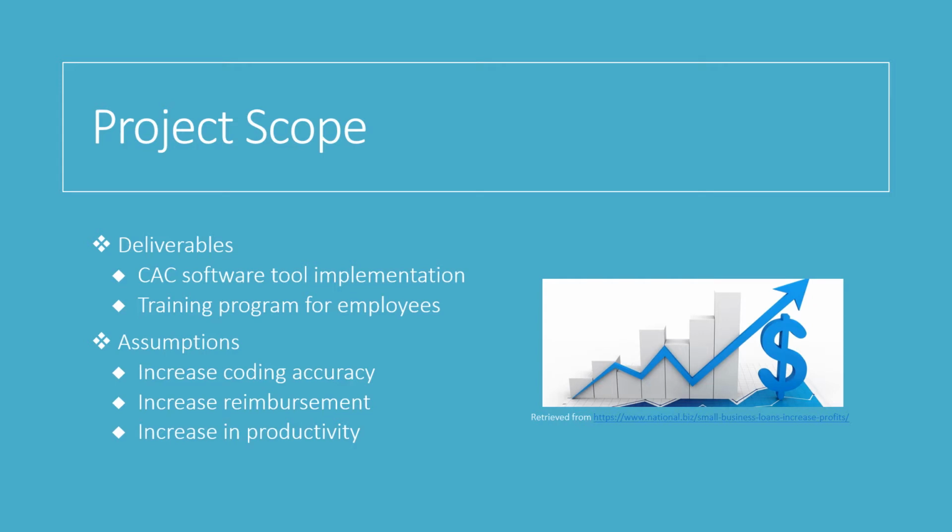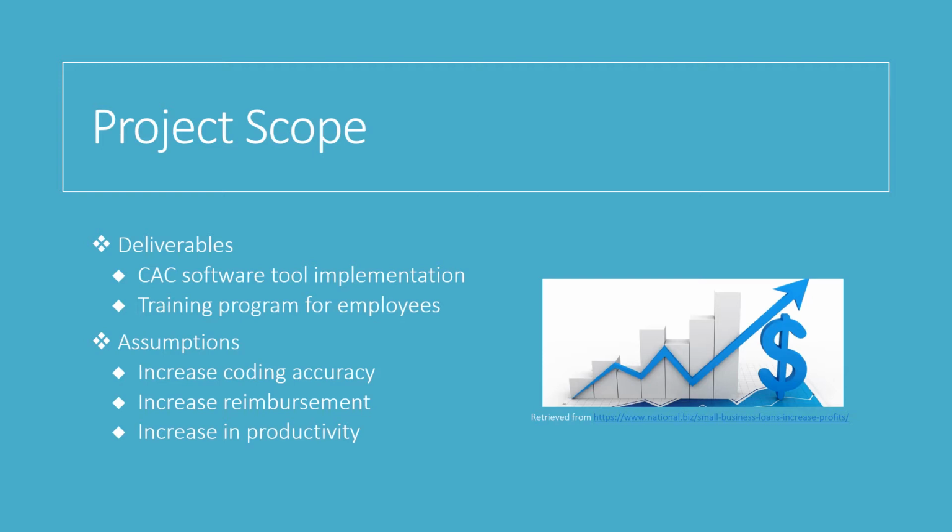In order to plan our project, we developed a project scope to identify key deliverables, assumptions, constraints, and deadlines. Our primary deliverables were the CAC system and an easy-to-follow training program for all employees. When CAC was first introduced, many coding professionals were worried that the technology would take over their jobs. Over time, this has proven to be false. CAC helps coding professionals perform their jobs even better. Our training program will help coding professionals transition to the new system.